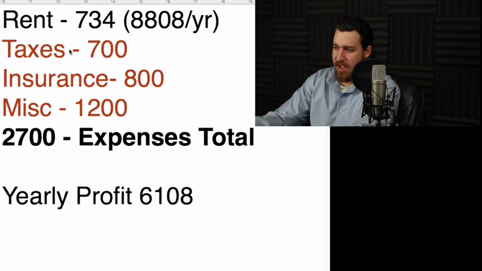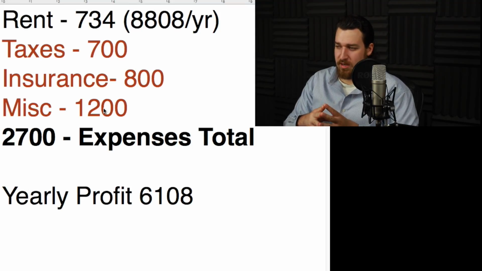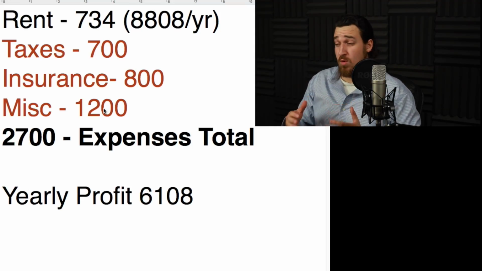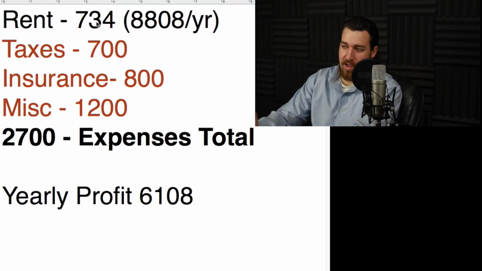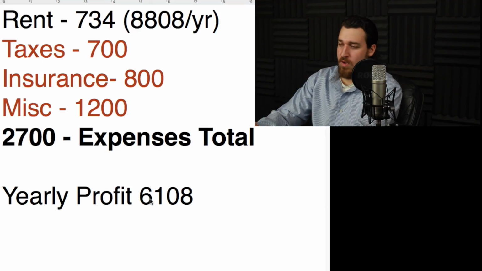If Zillow is correct, our taxes are going to be roughly $700 a year. Obviously, we can price shop, but for this video, I'm saying that our insurance is going to cost $800 a year. And we're going to have a miscellaneous expense budget of $1,200 a year, bringing our total expenses to $2,700, which means we can expect, if we rent the property out for $734 a month, a yearly profit of $6,108.